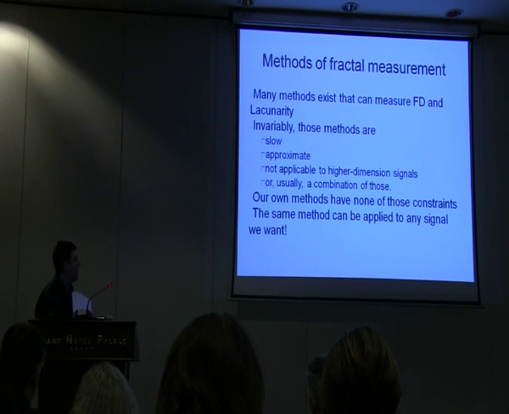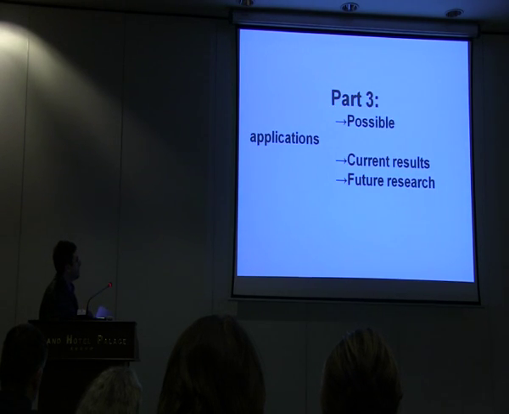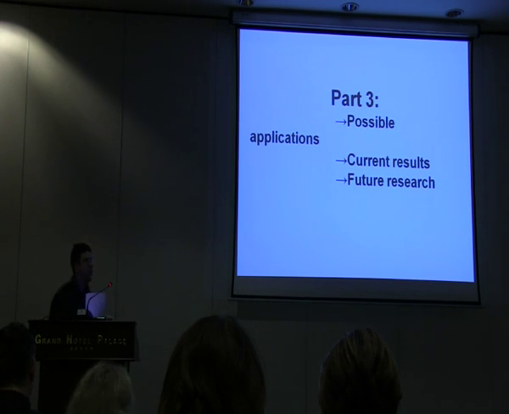In our lab, we have developed some methods that are fast, exact, and can be used in any shape imaginable, which means we can have completely different kinds of signals and characterize them all essentially with the same method. Now, in part 3, we will analyze some possible applications of those methods, some current results we have extracted, and future research that could be considered.